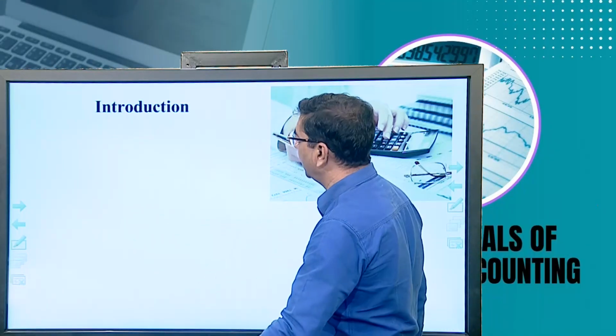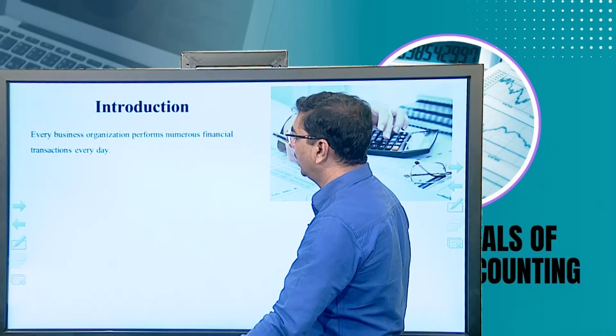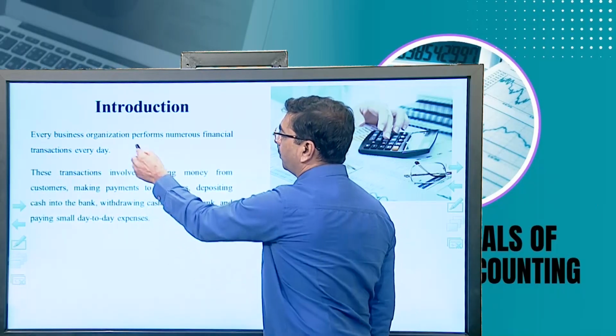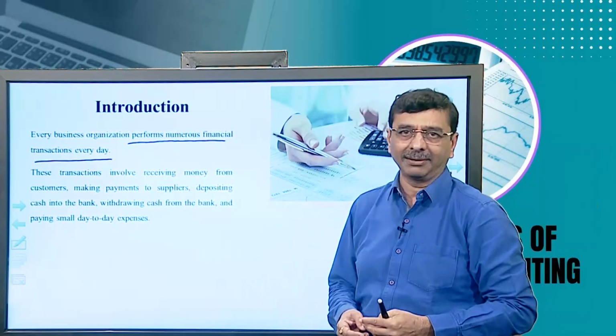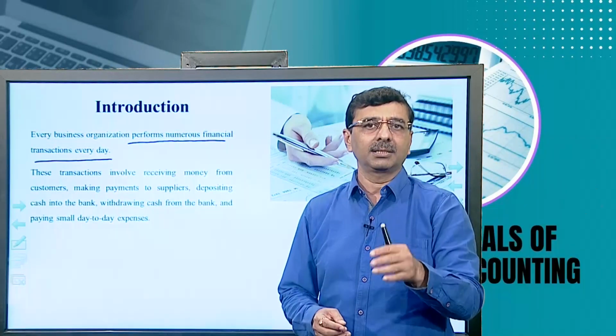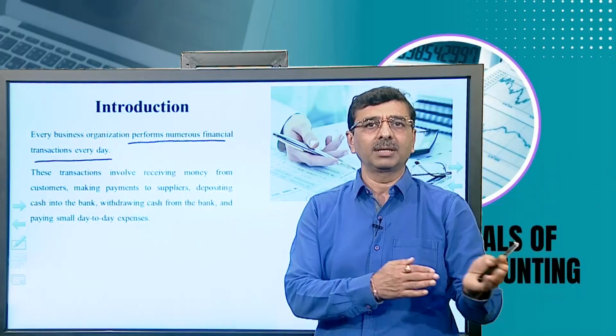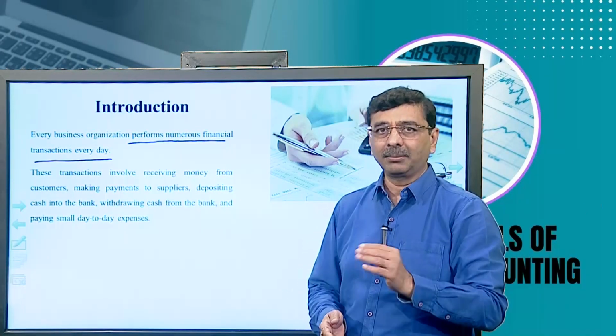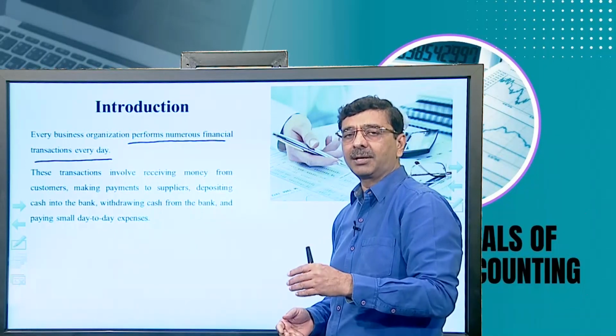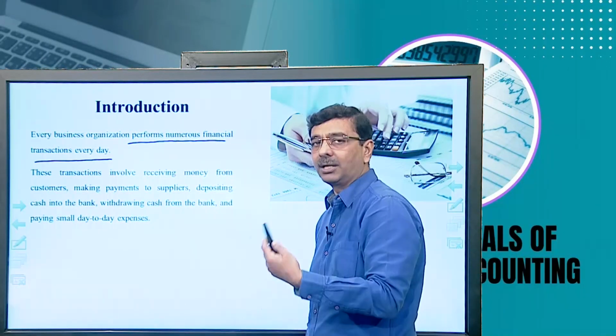The first is the introduction of the bank book. Every organization performs numerous financial transactions every day, that we know. Ultimately only financial transactions will be recorded in the books of accounts, whether it is a credit transaction or related to a cash transaction. But simultaneously the cash transactions have banking transactions also. So then how would it be affected?